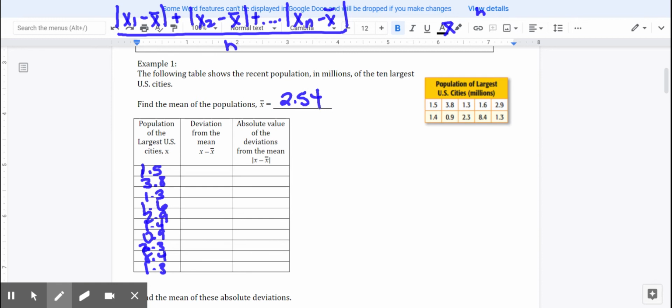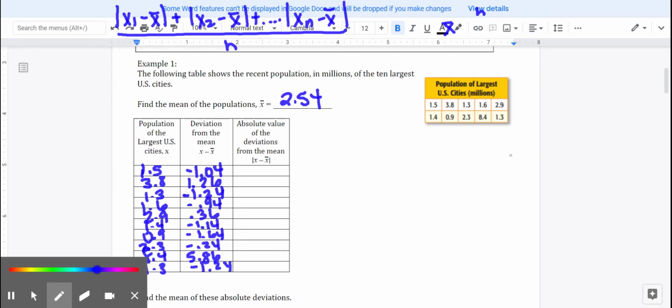So what I'm going to do every single time in this middle column, deviations from the mean simply means the difference, or the value between those two. I'm going to do 1.5 minus 2.54 and write my answer in this column. 3.8 minus 2.54. 1.3 minus 2.54. 1.6, and I'm just going to write down the exact value that I get. So this is a great time to pause the video, to do these subtractions and write it down. And then when you hit play, make sure that you have the same values that I do.